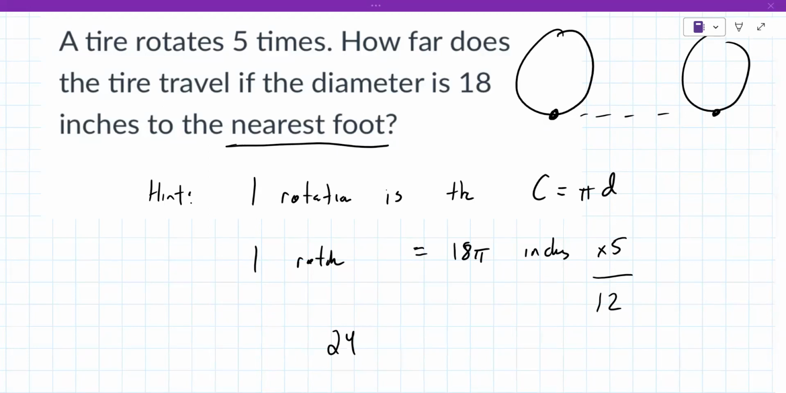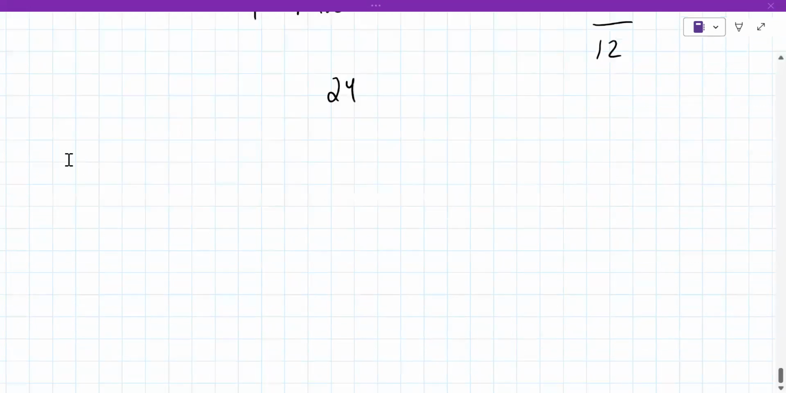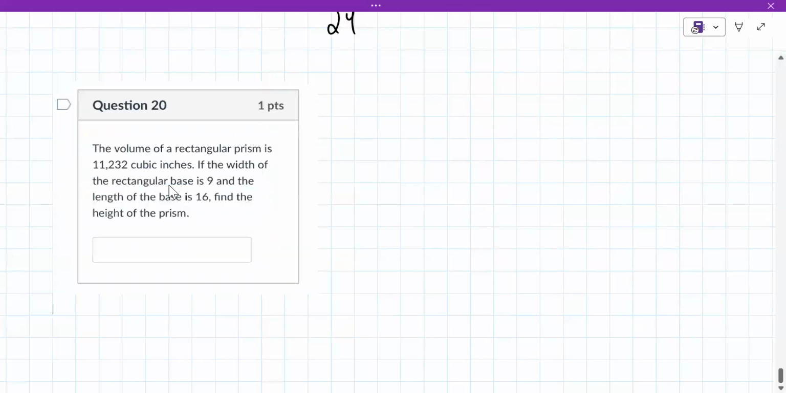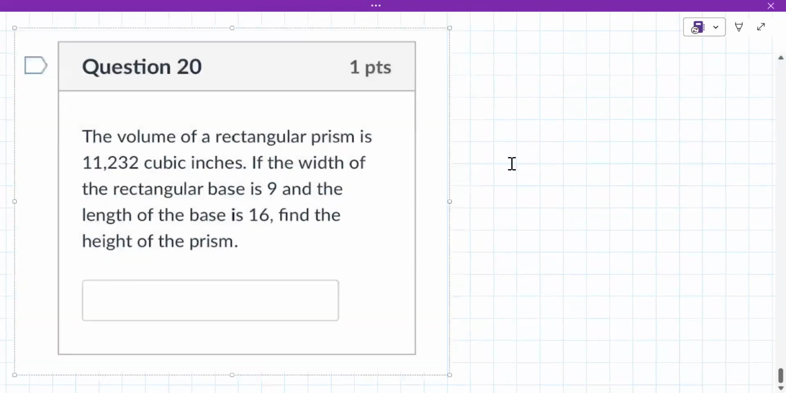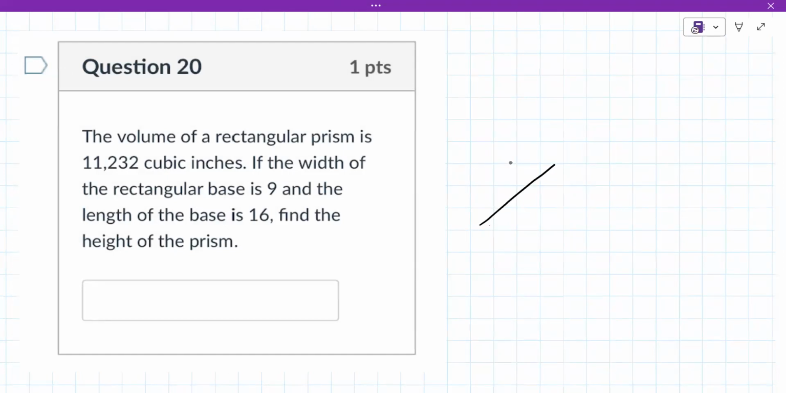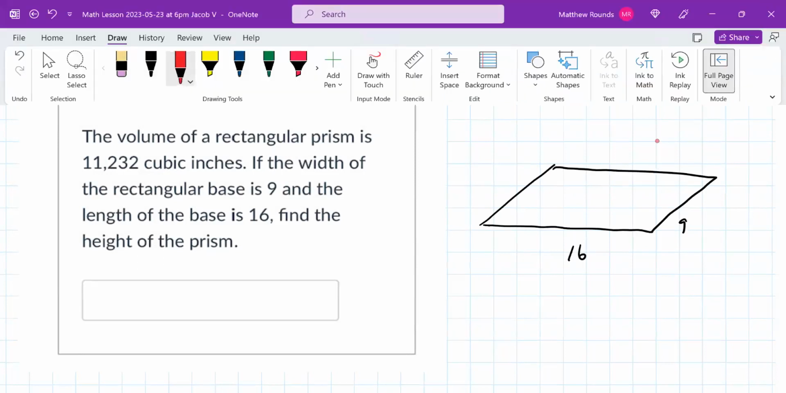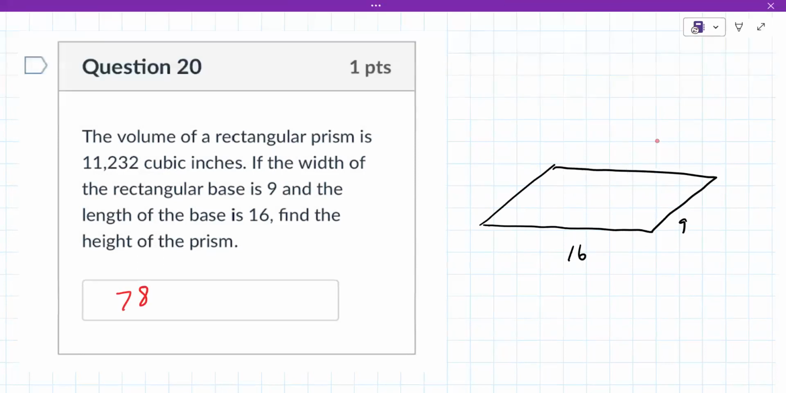I'm going to put question 20 in front of you. The volume of a rectangular prism is 11,232 cubic inches. If the width of the rectangular base is 9 and the length of the base is 16, find the height of the prism. So here's your base, 16 and 9. 78. You already got it. Yeah, looks like it's 78.